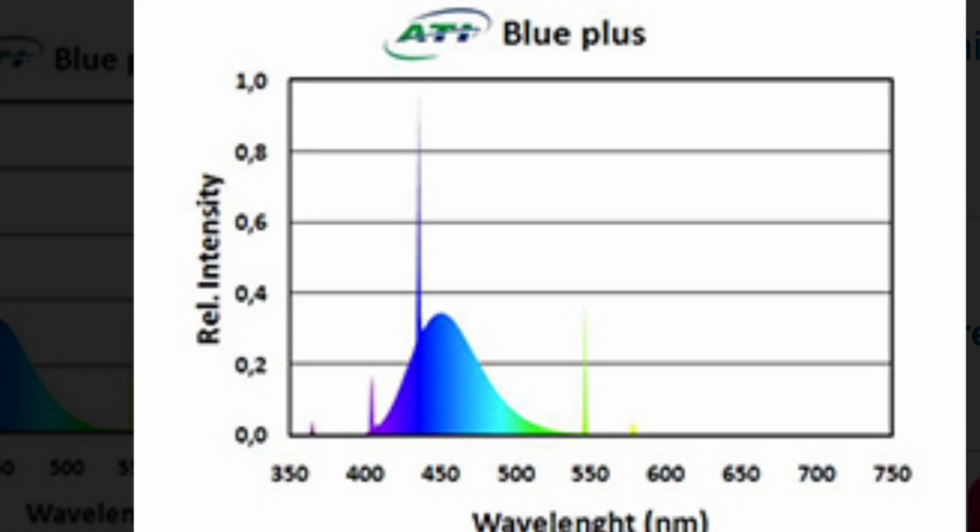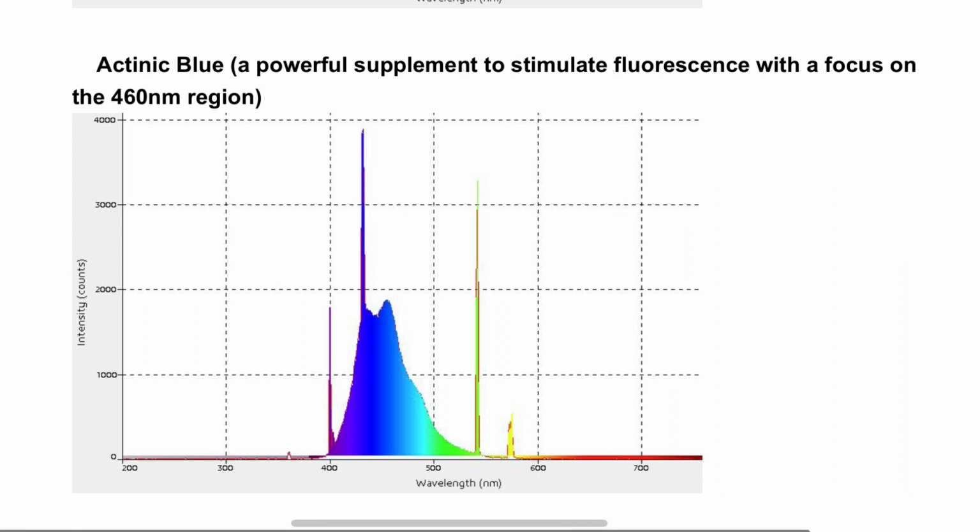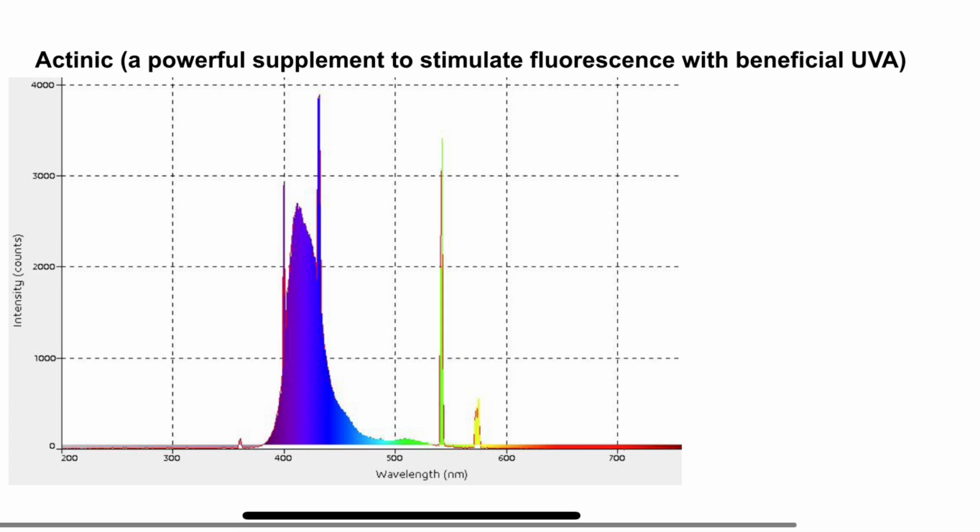The next bulb is the Reef Brite Blue Actinic, which is kind of the answer for the ATI Blue Plus there. Again, another great bulb, really focused on fluorescence. Does a good job displaying the corals. The other bulb here that I'm going to show is the Reef Brite Actinic. A little bit more narrowed focus there, brings in some UVA, removes some of the blue.